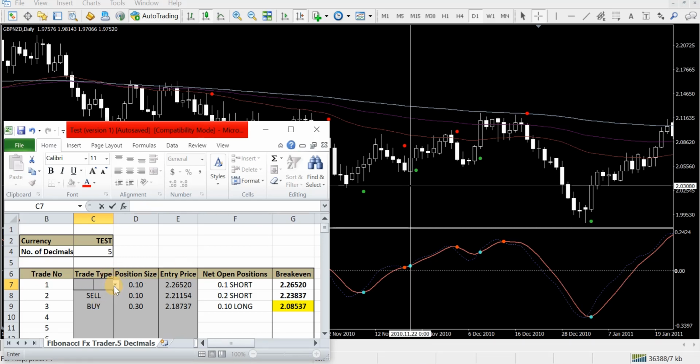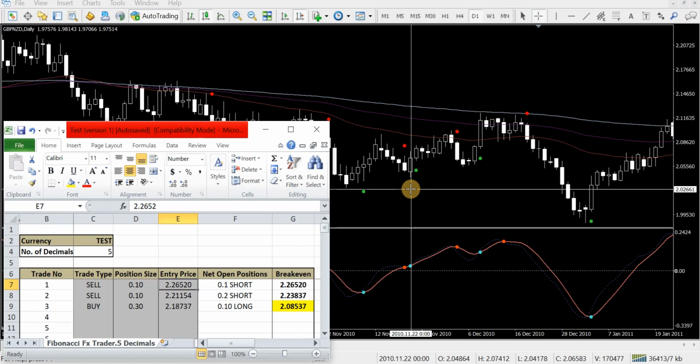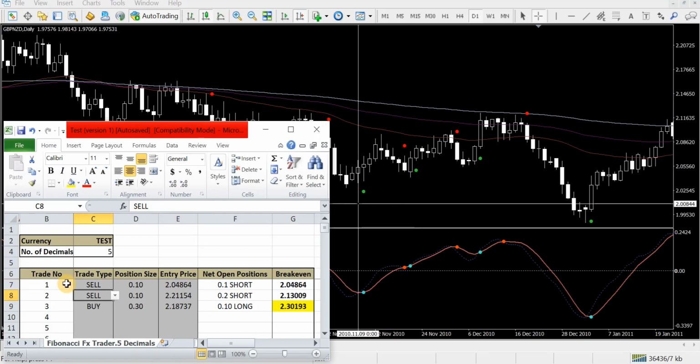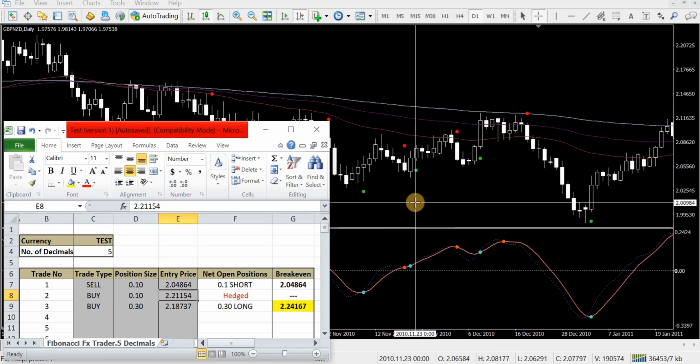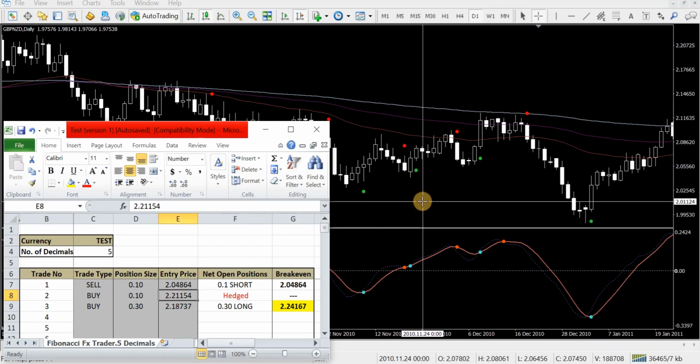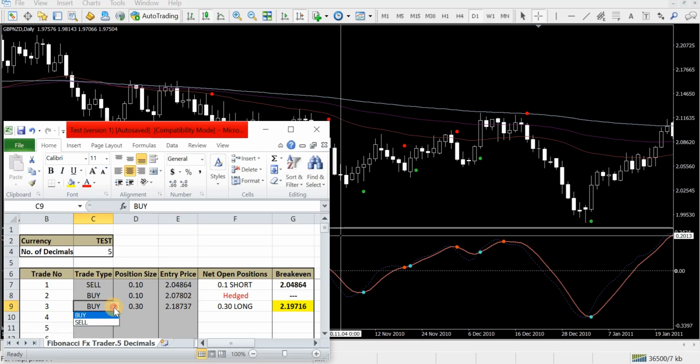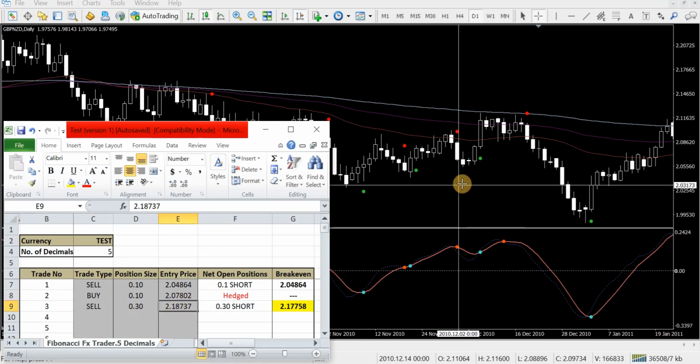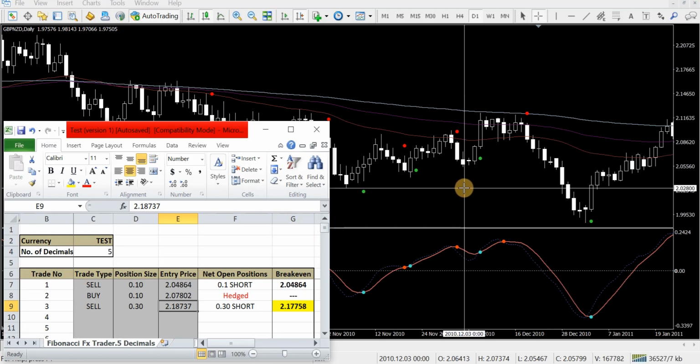Didn't look where I was typing. All right, try again, Jim. That's better. All right, try again. 2.04864. Next one's going to be a buy because that's the way it goes. It's going to be the same position size. So it's on that candle, so it's the open of that one, or close to it. 2.07802. Next one's a sell. That'll be 0.3, and that'll be on the open of that candle there.